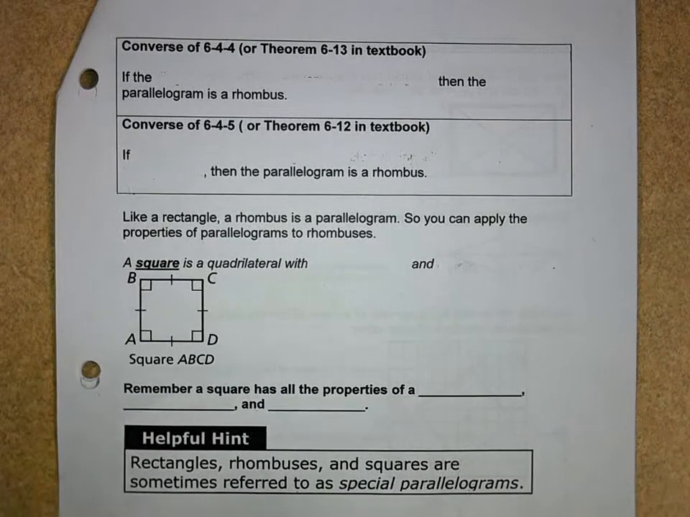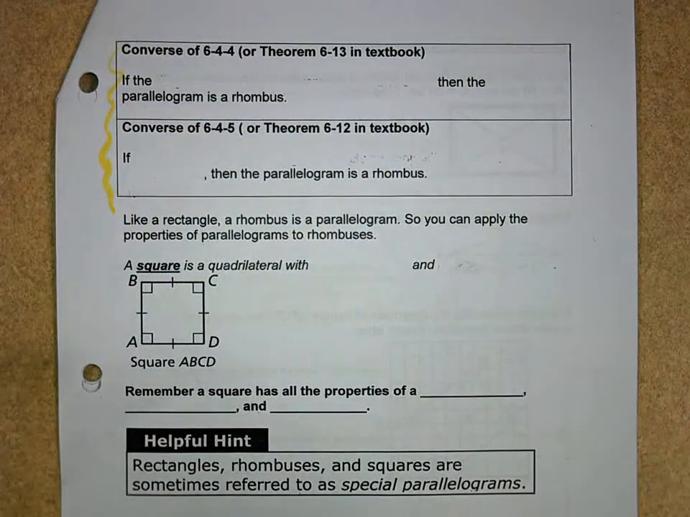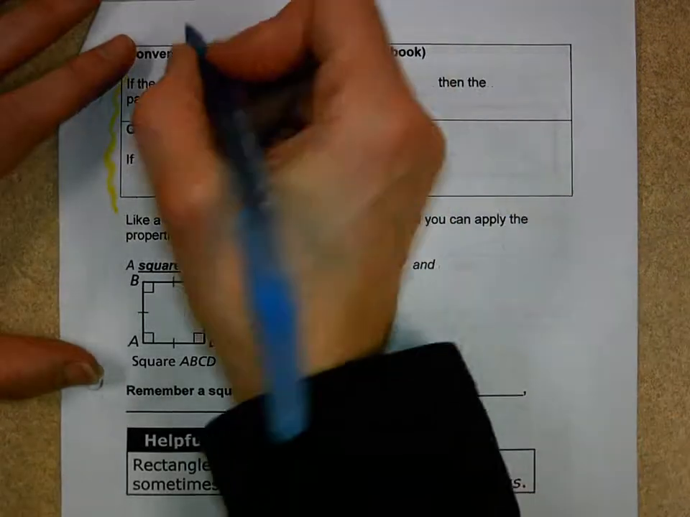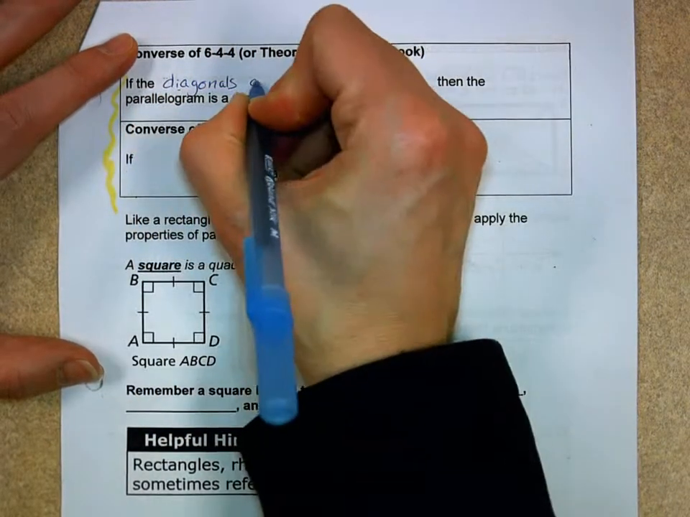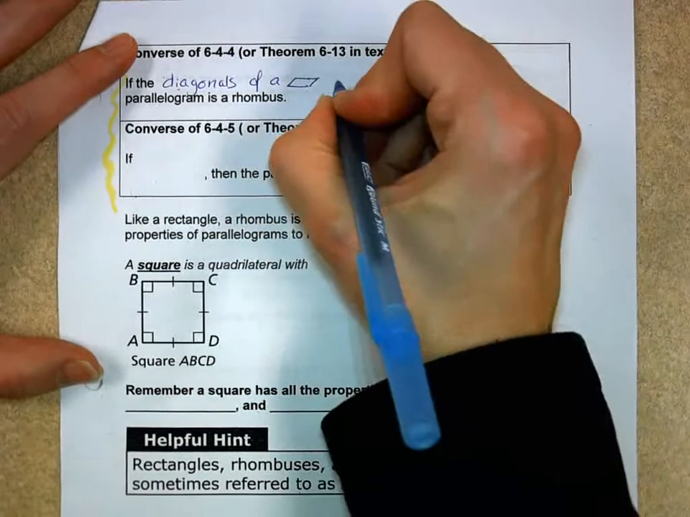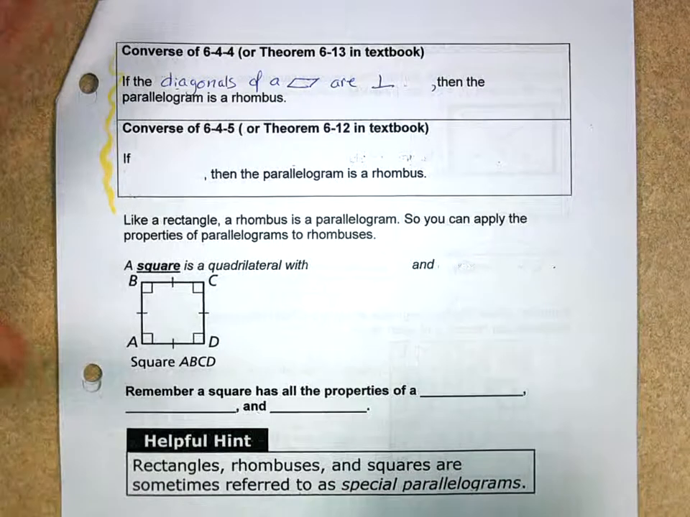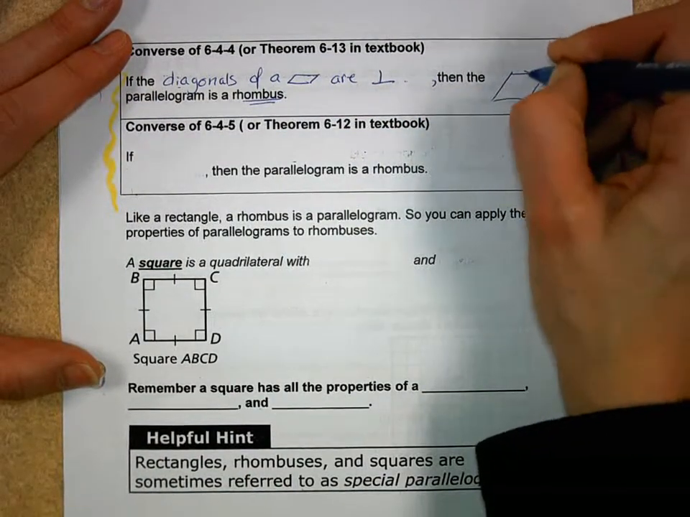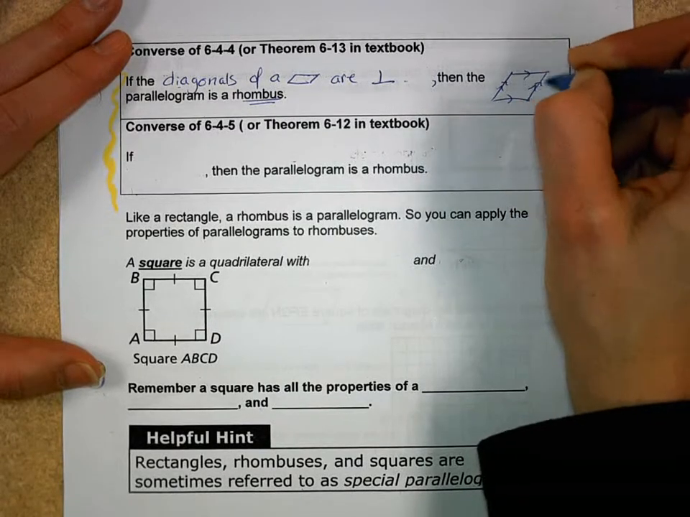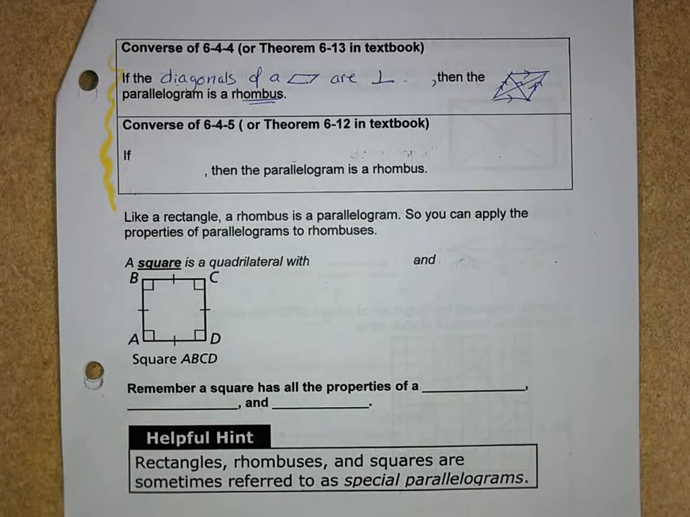All right, the next 2 are just converse statements with rhombuses. And so we're just going to fill them in, but know they naturally happen because of the previous 2 theorems. So the first thing we're going to say, if the diagonals of a parallelogram are perpendicular, then I automatically know it's a rhombus. So if you ever see a parallelogram, right angles being formed, just know that it's going to be a rhombus.